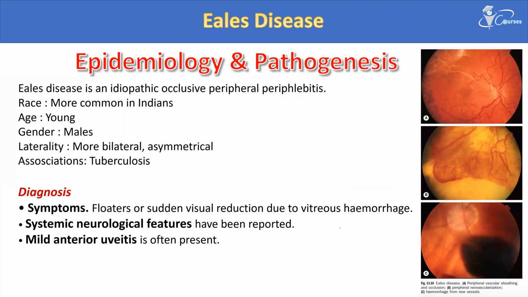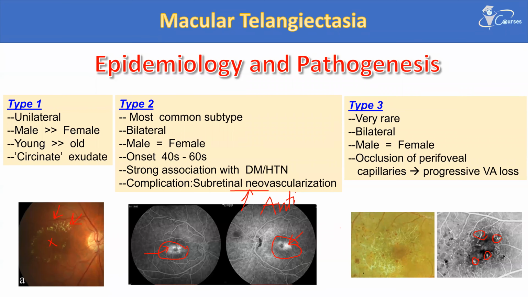As for the treatment, you can't do laser in the center of the fovea. So you just treat the presence of CNV or subretinal neovascularization, if it develops, with anti-VEGF injection. There are some other treatments under trial, but still no consensus on the treatment.